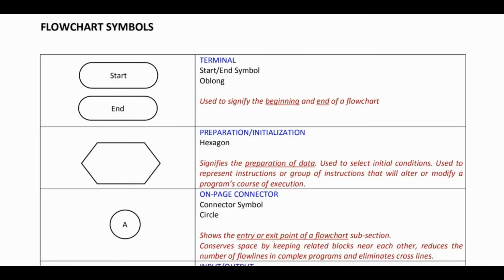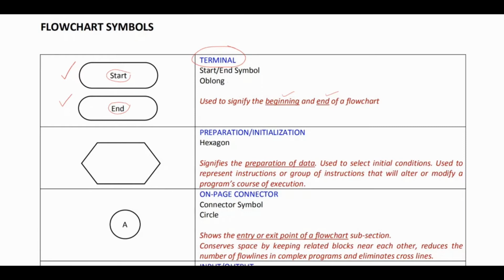The flowchart graphic symbols are the following. First, we have this as the start or the end symbol. We call this the start or end symbol, or the terminal symbol. The shape is oblong, and this is used to signify the beginning and the end of the flowchart. For the beginning, there is a label Start, and for the end, there is a label End.